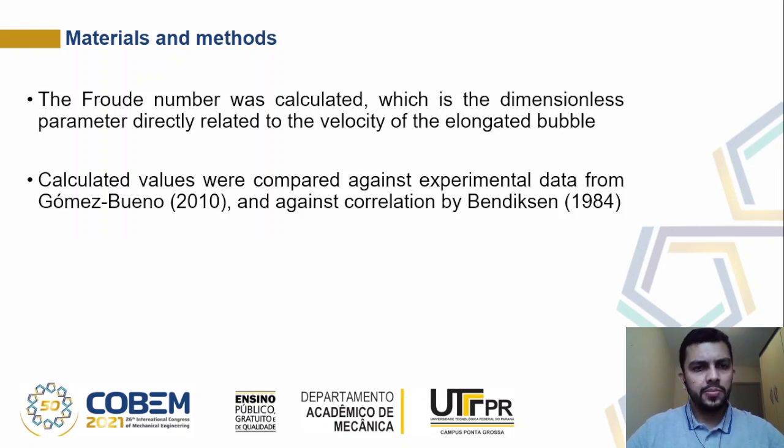Also, the Froude number was calculated. This Froude number is the dimensionless parameter directly related to the velocity of the elongated bubble, and it is used for comparison against experimental data from literature review. And these calculated values were compared against experimental data from Gomes-Bueno from 2010 and against correlation by Bendixen from 1984.